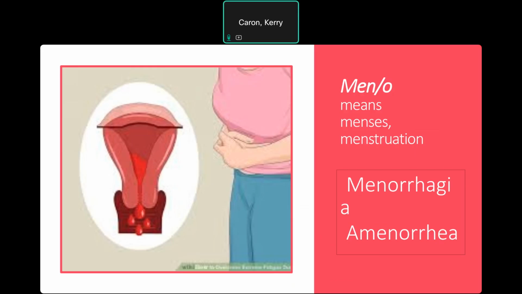Meno refers to menses or menstruation or period. Sorry, this is coming up a little funny on WebEx, the PowerPoint. It got a little maladjusted here, but menorrhagia is hemorrhage or heavy flow of menstruation. And amenorrhea would be discharge of no menses, so without period.